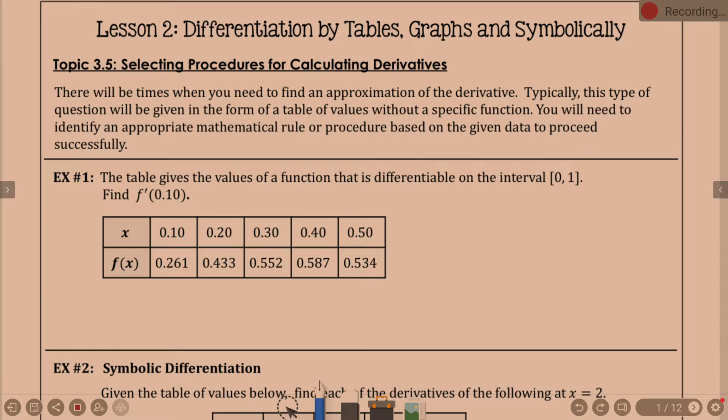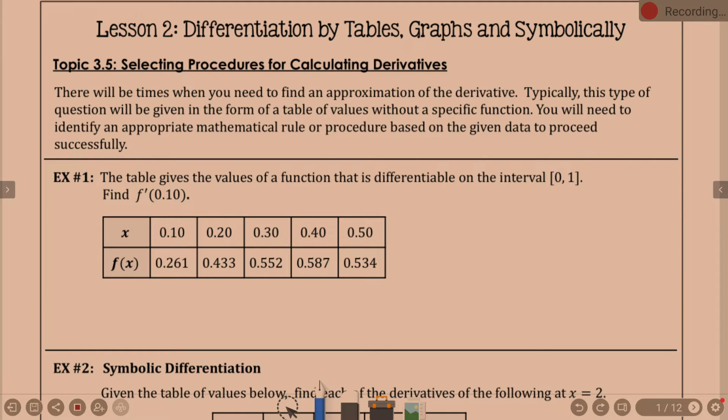So, for example, this table gives the values of a function that is differentiable on the interval from 0 to 1. Find f prime of 0.1.